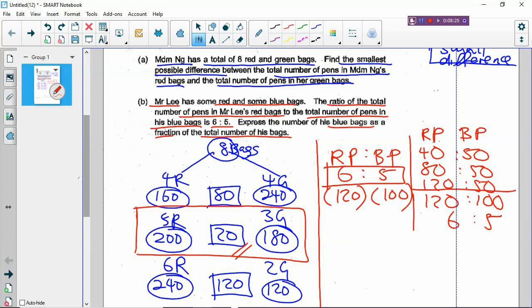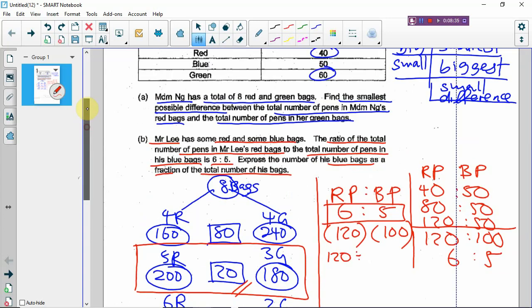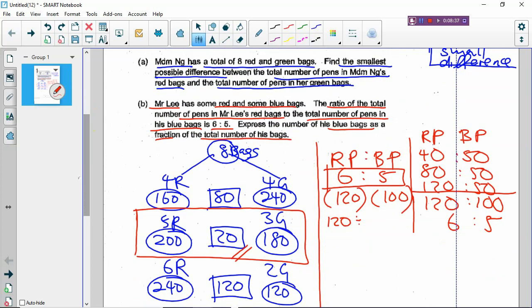So can we now find how many bags of red pens? Yes, I can. I take 120 and divide by 40, because one bag of red pens is 40 red pens, according to the table. So there are 3 bags of red pens. And for 100 blue pens, I divide by 50 and I get 2 bags of blue pens. So Mr. Lee has 3 bags of red pens and 2 bags of blue pens.